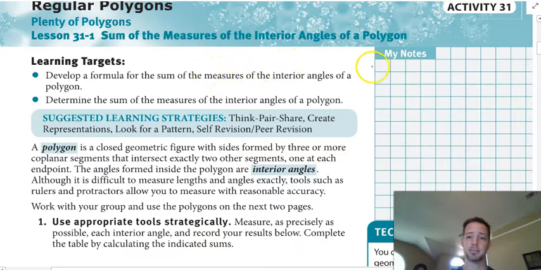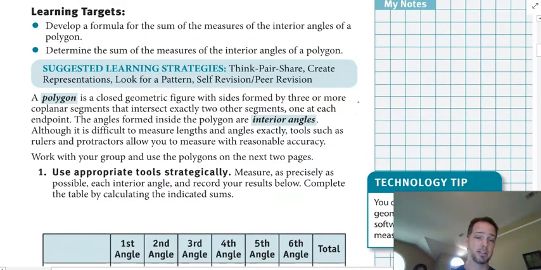You do need to know the names of shapes up to 12 sides because we're going to be using them here, and you may have some word problems that expect you to know the names of all of the polygons. So our goals for this lesson are to make sure that we have a formula to be able to calculate the sum of the interior angles of any polygon, and then use that formula to determine either individual angles or the sum of them.